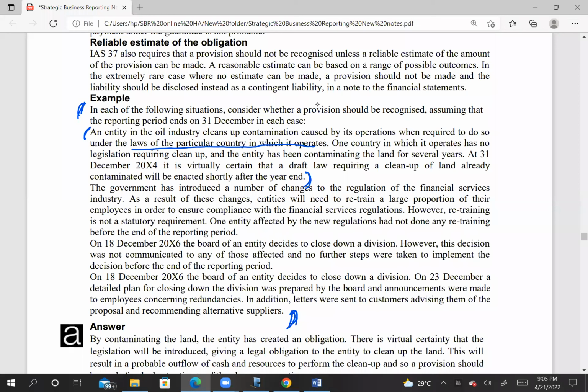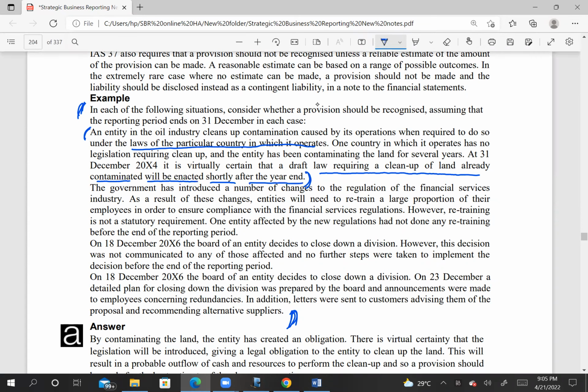One country in which it operates has no legislation requiring cleaning up, and the entity has been contaminating the land for several years. Now at 31st December X4, it is virtually certain that a draft law requiring a cleaning up of a land already contaminated will be enacted shortly after the year end.